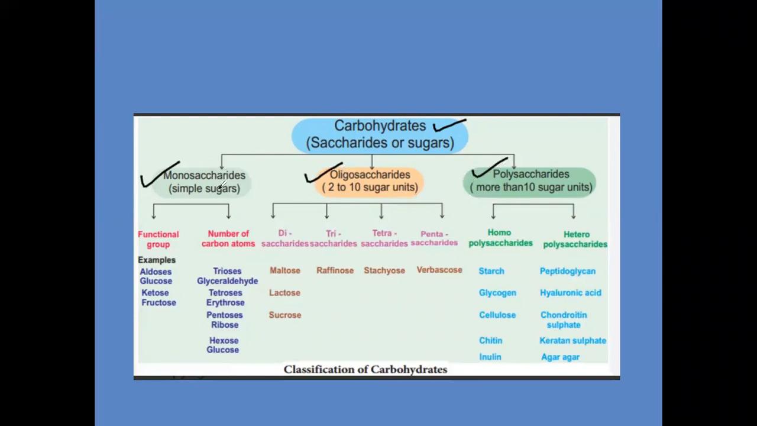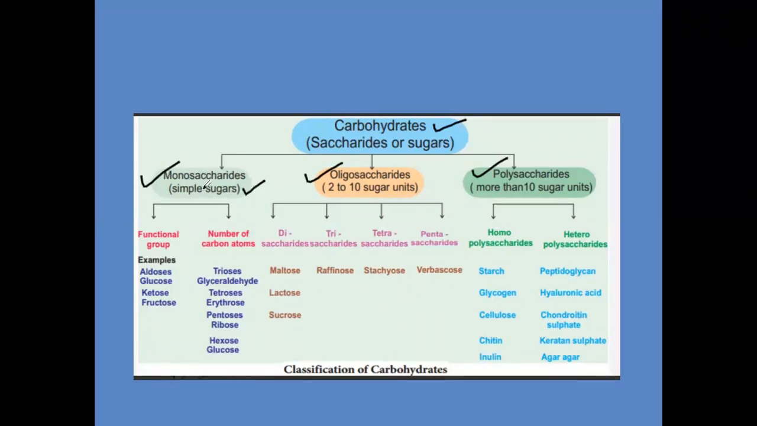Okay. The monosaccharides are also called what? Simple sugars. Okay. And mono indicates what? One. So one saccharide unit will be present here, which are called simple sugars. Again, the monosaccharides will be having different types of functional groups here.